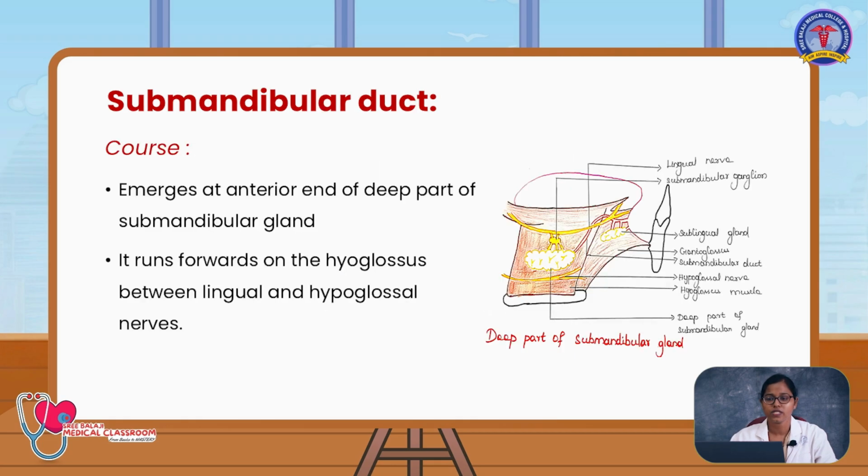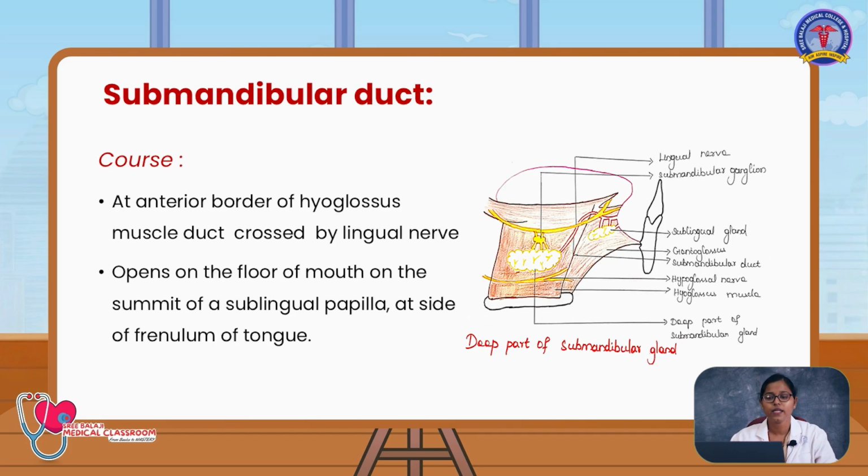If you see the course of a submandibular duct, it emerges at the anterior end of the deep part of the submandibular gland, runs forward on the hyoglossus muscle between the lingual and the hypoglossal nerves. At the anterior border of the hyoglossus muscle, the duct is crossed by the lingual nerve and it opens on the floor of the mouth on the summit of a sublingual papilla at the side of the frenulum of the tongue.